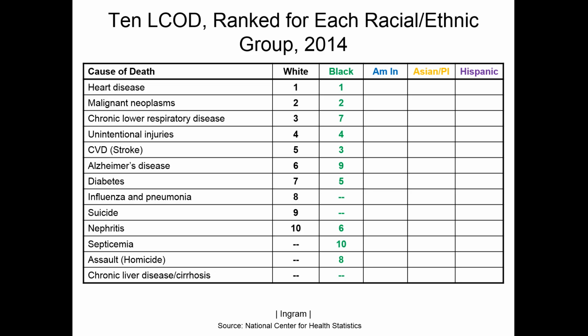So, for instance, I would say that the most noteworthy differences between whites and Blacks are in the chronic lower respiratory disease, number 3 for whites and number 7 for Blacks, Alzheimer's disease, number 6 for whites and number 9 for Blacks, diabetes, number 7 for whites and number 5 for Blacks, and nephritis, number 10 for whites and number 6 for Blacks. Also of note is that septicemia or blood infection and assault homicide entered the list for Blacks and were not among the top 10 leading causes of death for whites.